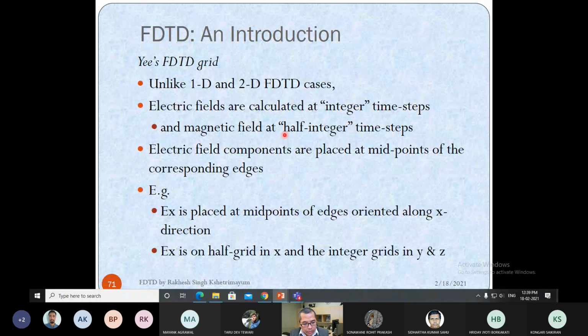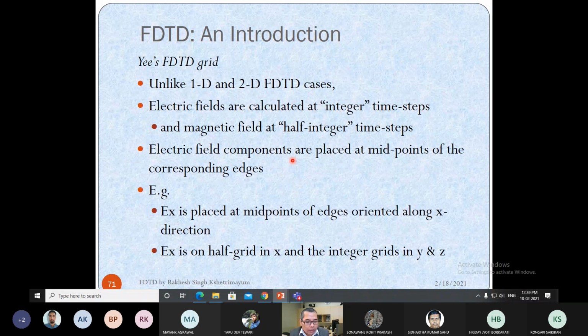You can do it the other way around, but it has been done like that in the literature conventionally. So if you change it, then you might actually get lost. You might get confused. You may not be able to write the FDTD update equation properly. So this is the conventional way. Just follow the convention so that you don't get lost.